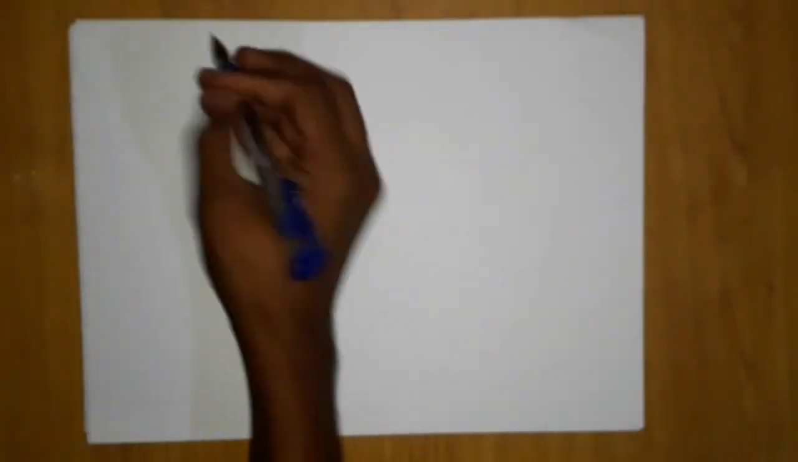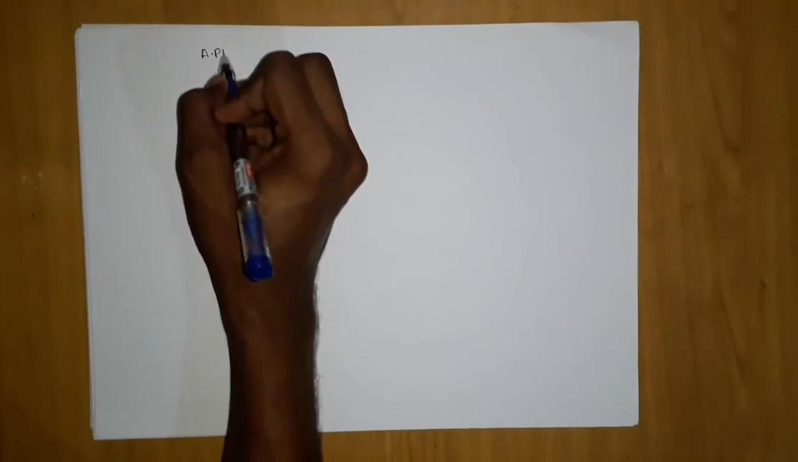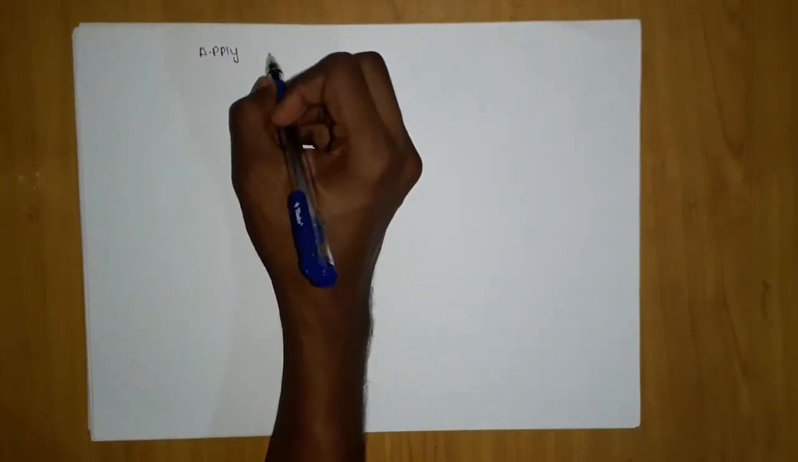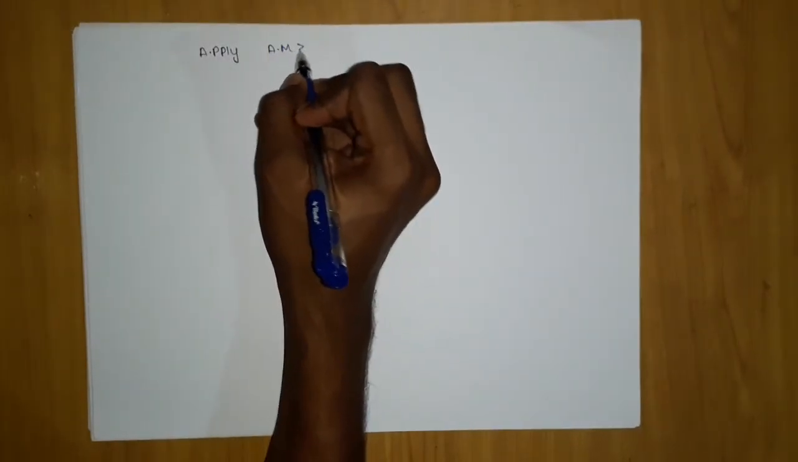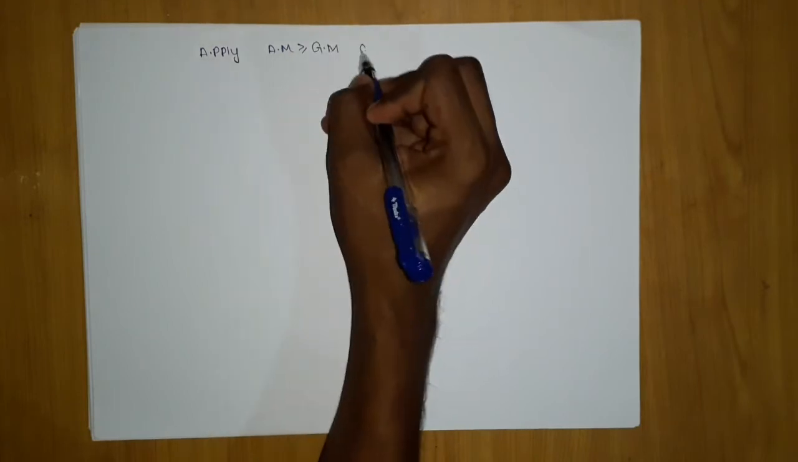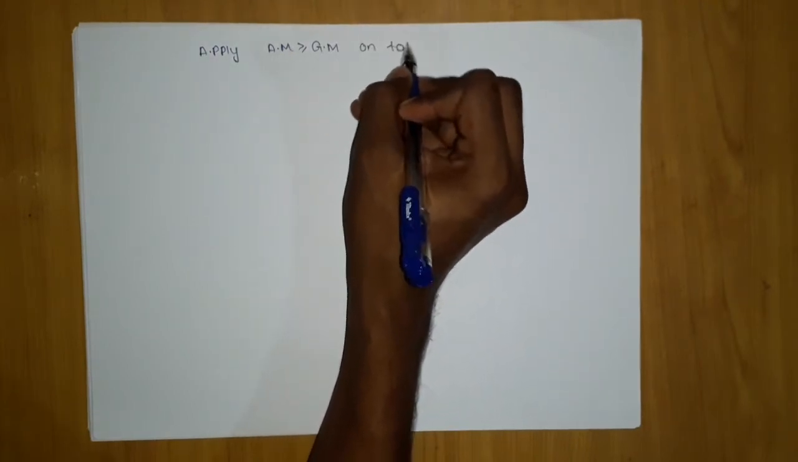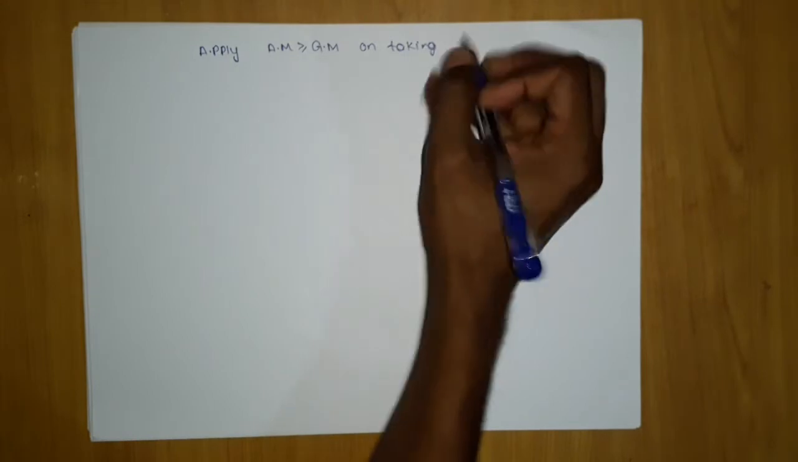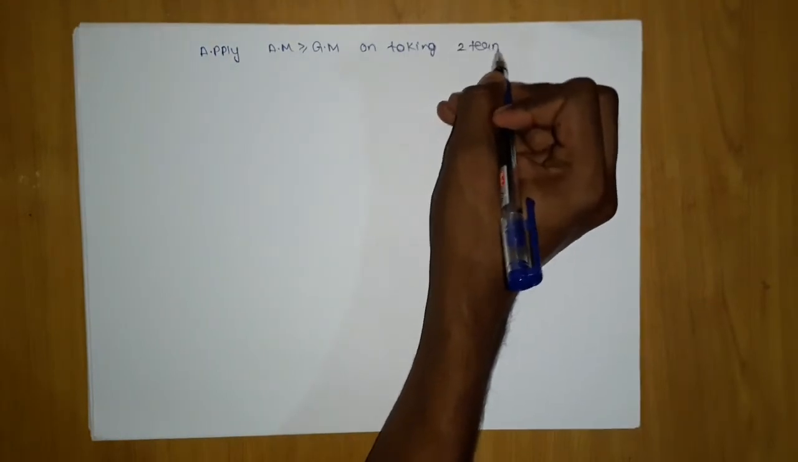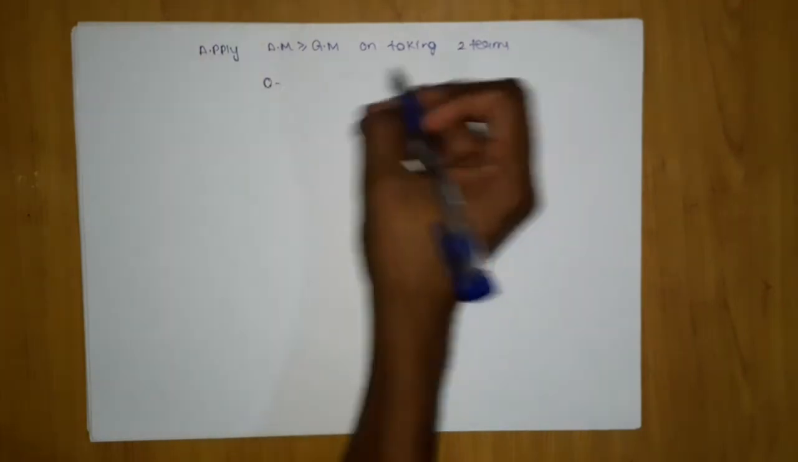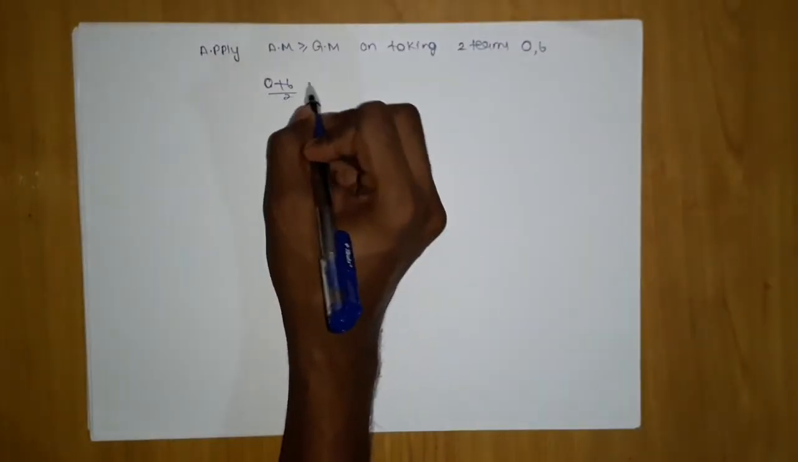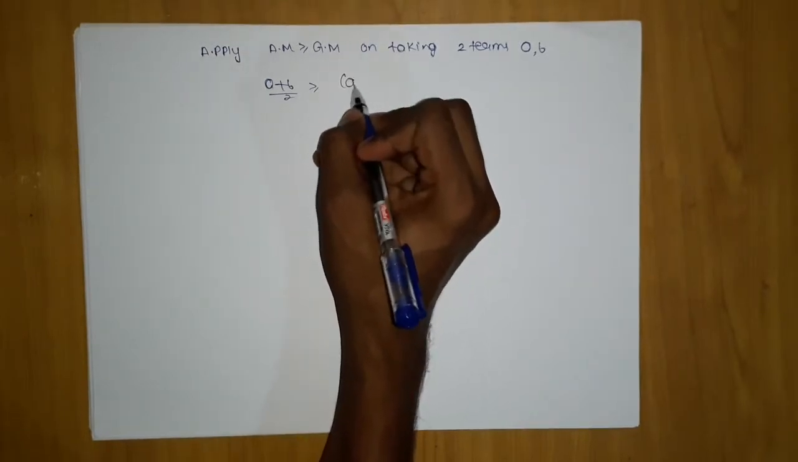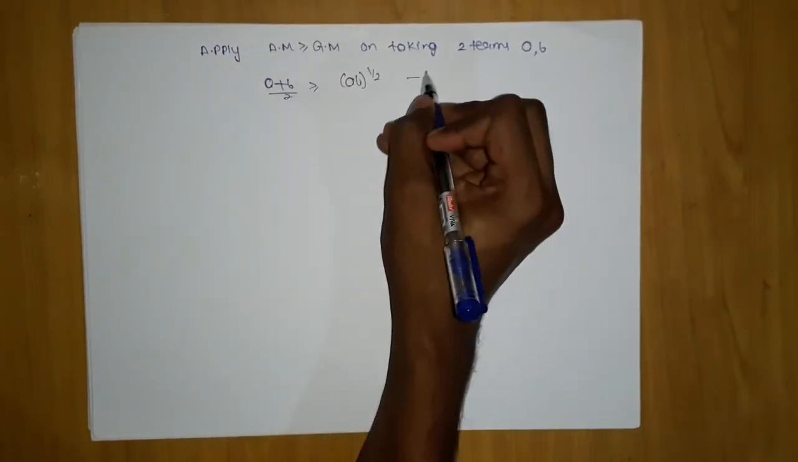So we will apply AM greater than or equal to GM on taking two terms, taking two terms because we want to create 8. So like this, if I take a comma b, it will be a plus b by 2 greater than or equal to ab whole power 1 by 2, first thing.